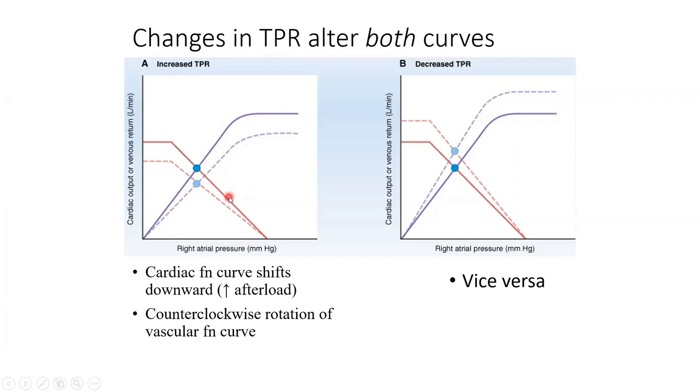What happens to the veins? What happens to the venous return? Now there's an important point here, and I would be asking this question. There's a simple question and there's a hard question. The simple question is, why did the venous return curve drop in this particular scenario? This is a simple question.